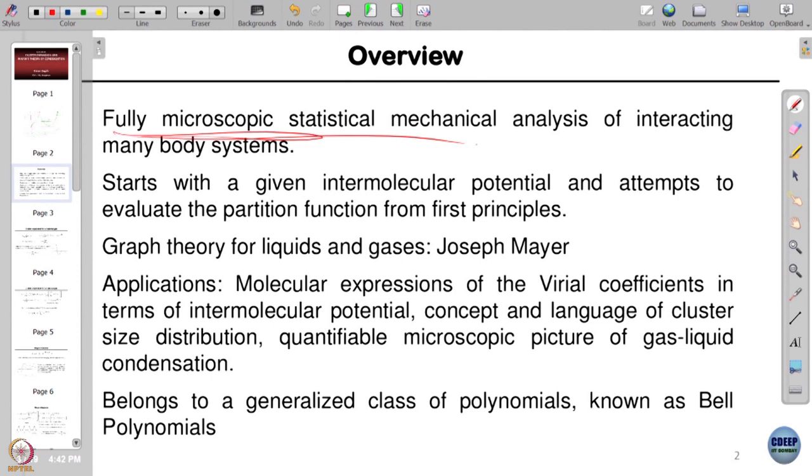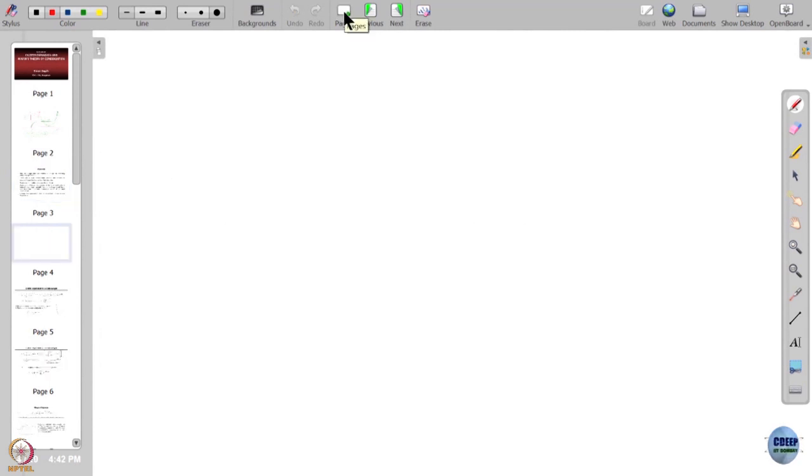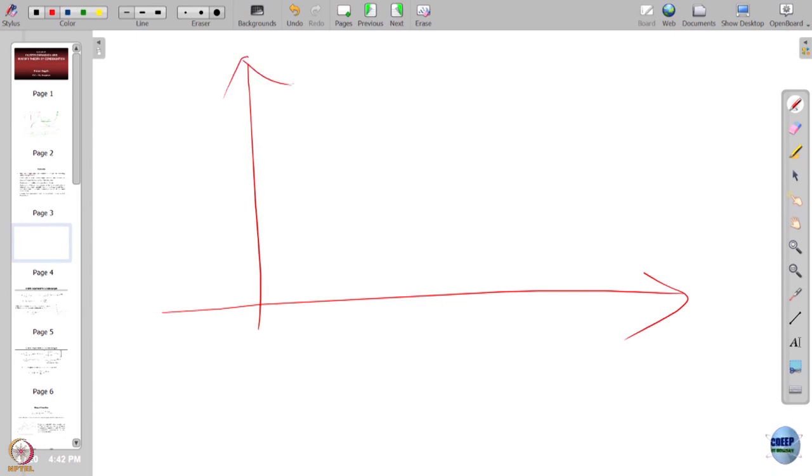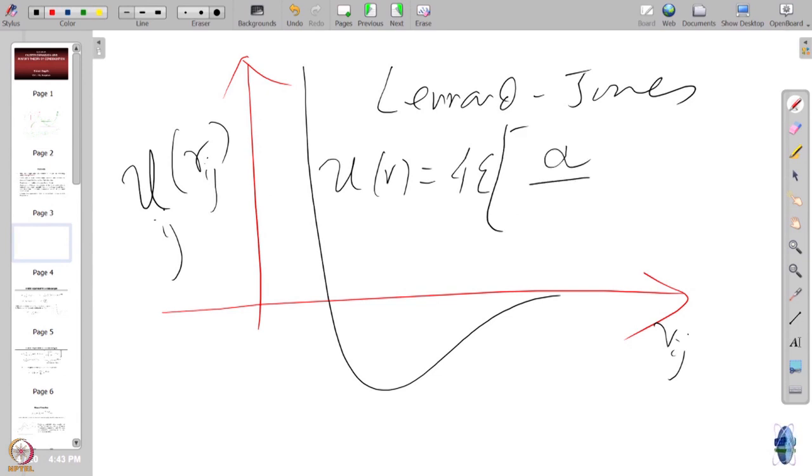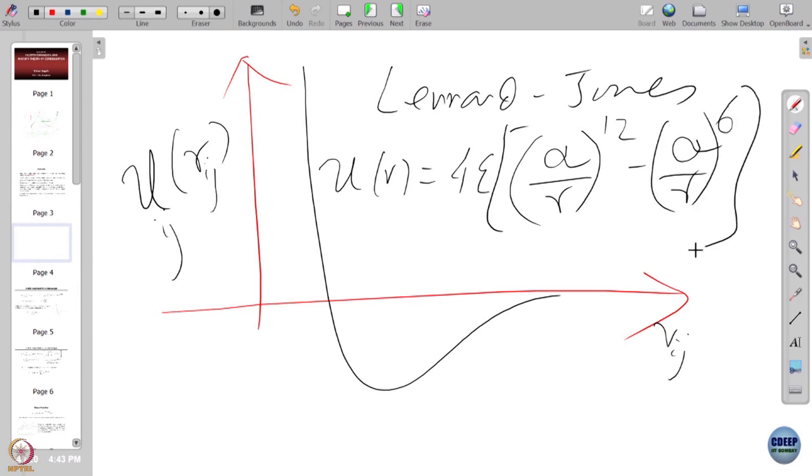And what do we mean by interacting many body systems? Let us go down a little bit now and see. I have a potential, which I described, the interaction potential, say U(r), between two molecules i and j, at distance r_ij. Then the interaction potential I have in mind is something like that, and this is called the Lennard-Jones interaction potential. U(r) equals 4 epsilon times (sigma over r to the power 12 minus sigma over r to the power 6). This is the repulsive term because of the 12, and this is the attractive term with a negative sign in front.